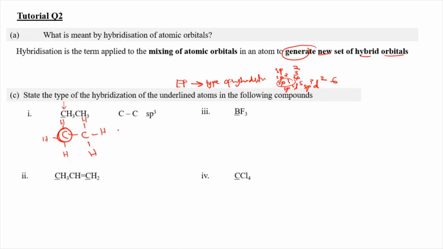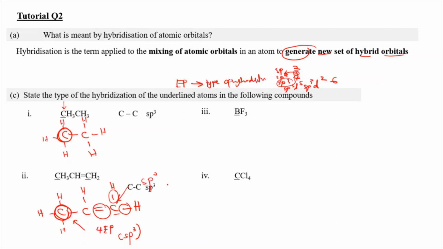Okay. And then for the next compound, if you were to expand the structure, you're going to get something like this. So at this carbon here, it's going to have 4 electron pair. So when it has 4 electron pair, then it refers to sp3 hybridization. Meanwhile, the carbon here will have 1, 2, 3 electron pair. So when it has 3 electron pair, it refers to sp2. So you can put the carbon-carbon single bond here referring to sp3, and the carbon-carbon double bond here referring to sp2. And then for the BF3, it's going to look something like this.